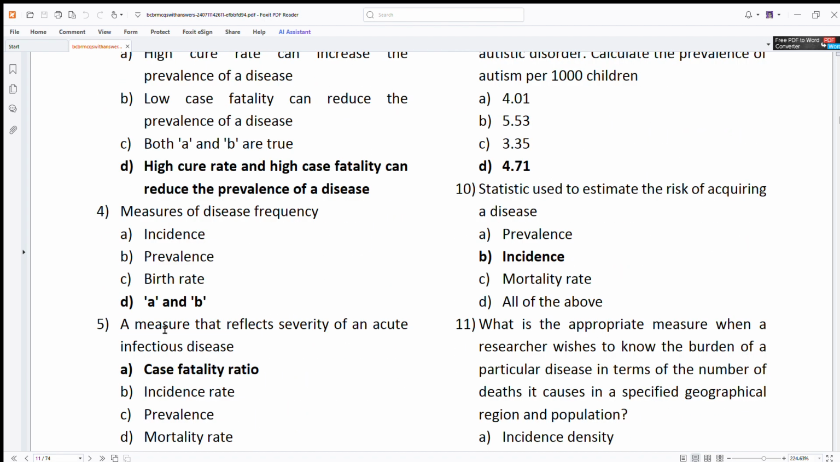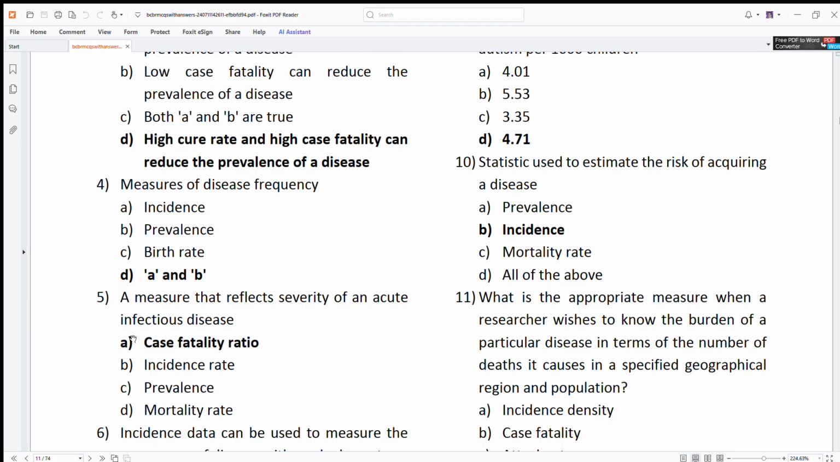A measure that reflects severity of an acute infectious disease: case fatality ratio, excellent. How severe it is, that is how many people it is killing, the killing effect of a disease, the attack rate of a disease. Okay, that is a case fatality ratio.